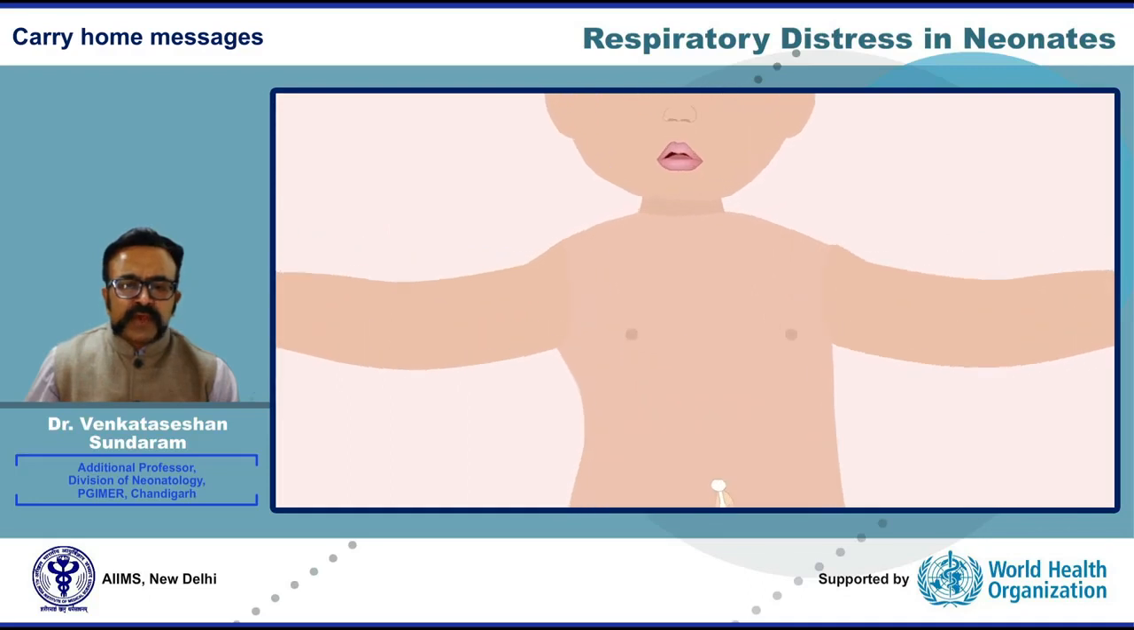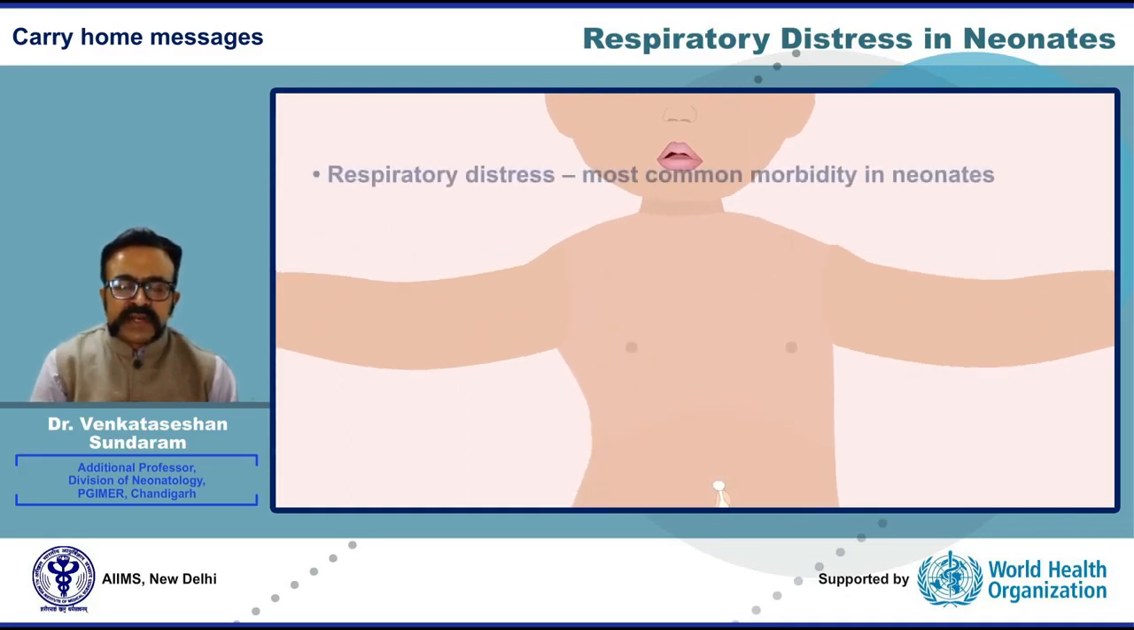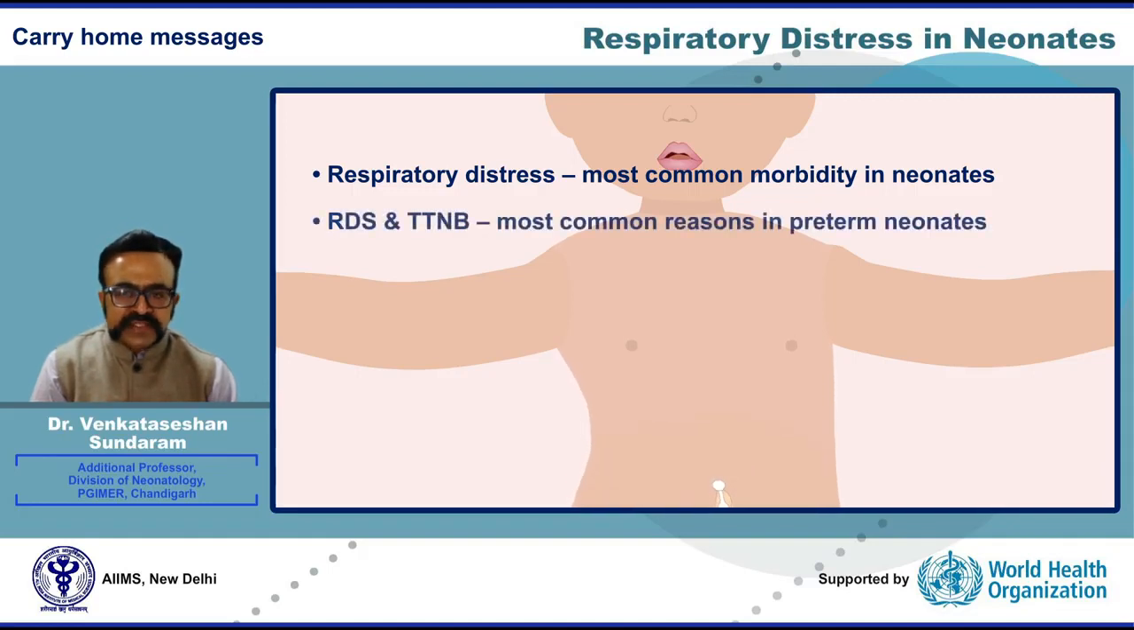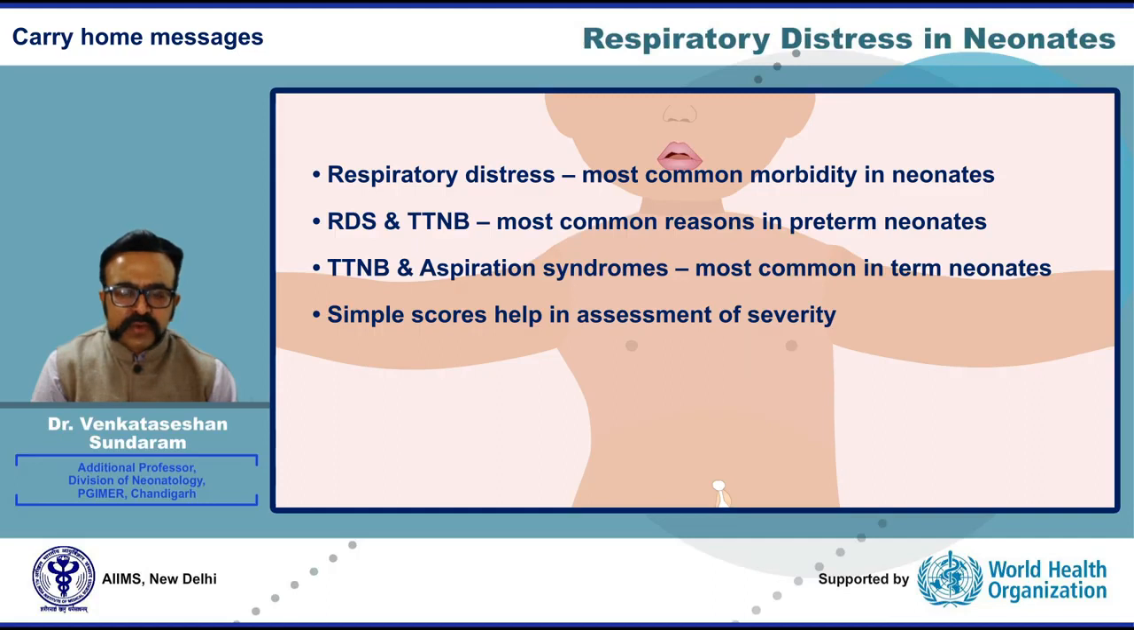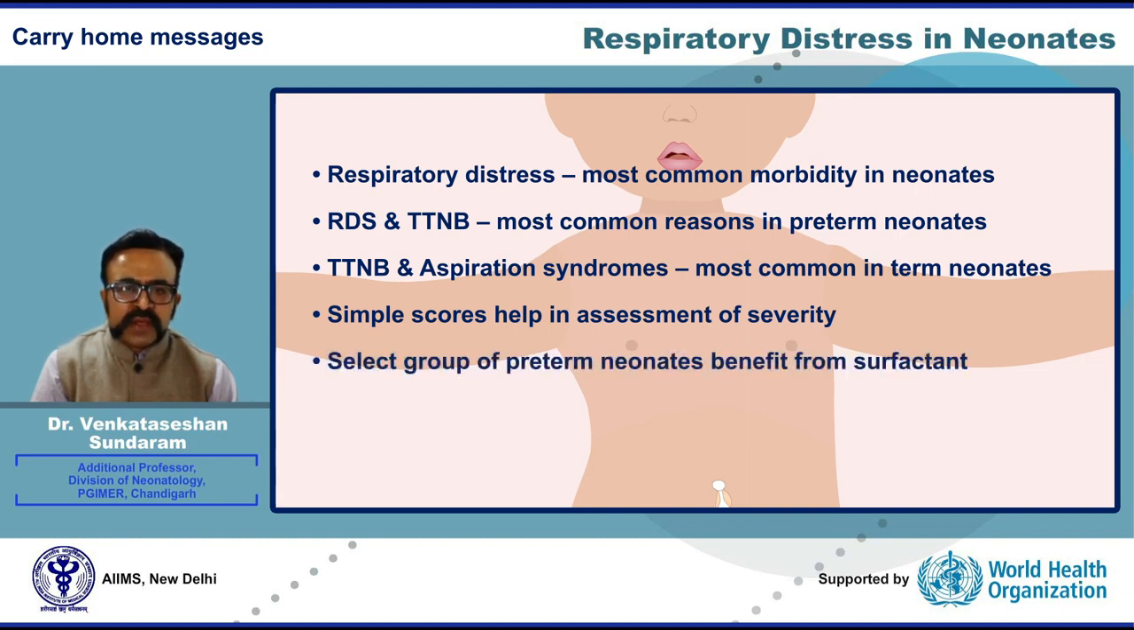So the important carry-home messages are as follows. Respiratory distress is the most common morbidity in neonates. RDS and transient tachypnea of newborn are the most common etiologies for distress in preterm neonates, and transient tachypnea and aspiration syndromes are the most common in term neonates. Simple scores like Silverman score and Downes score help in assessing the severity. Early CPAP is a mainstay of treatment, and a select group of preterm neonates would benefit from surfactant therapy also.